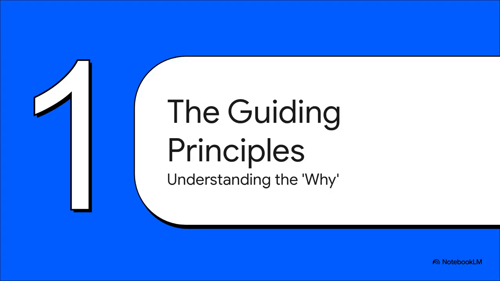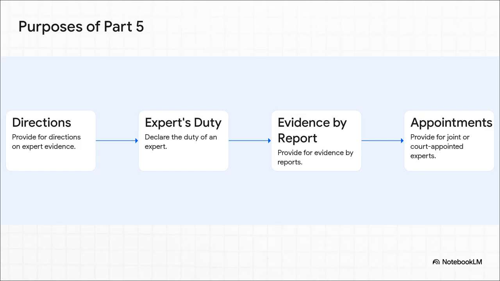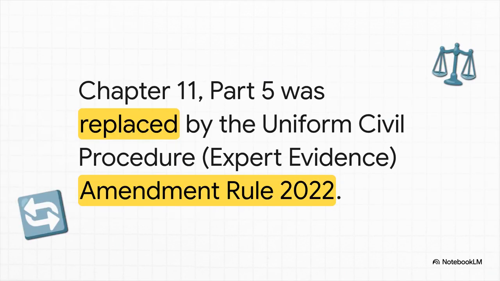We have to start with the foundation. What's the whole point of these rules anyway? Well, if you look at Rule 423, it's all about creating a clear system for controlling expert evidence. You can think of the UCPR as setting up four main pillars here. First, giving the court control. Second, making it crystal clear what an expert's duty is, and spoiler alert, it's to the court, not the person who's paying them. And third and fourth, streamlining how all this evidence gets presented, whether through reports or by using joint experts.